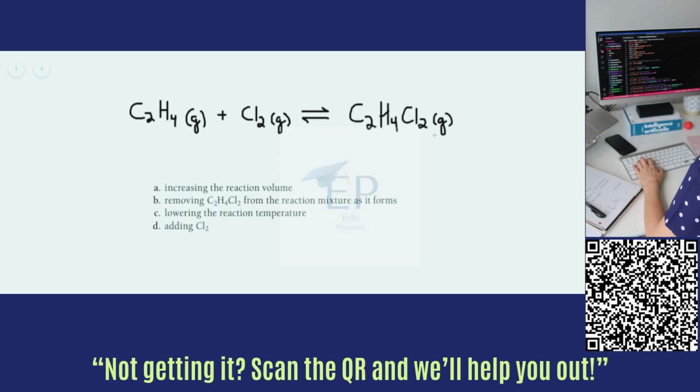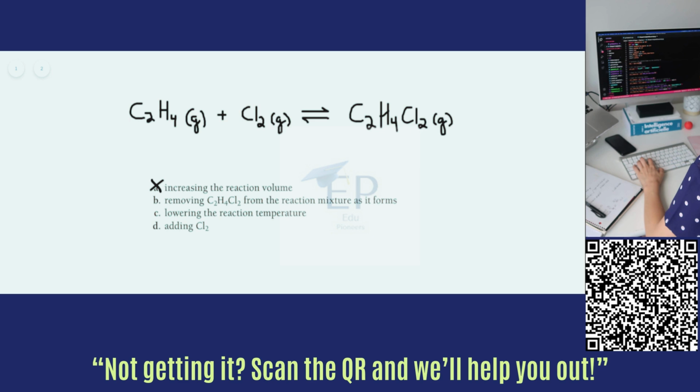In this reaction, we have 2 moles of gas in the reactants, 1 each of the 2 reactants. In the products, we only have 1 mole of gas in this one product. So if we were to increase the volume of the reaction, we would shift this reaction to the left because there are a greater number of moles of gas there. And this would not give us any more C2H4Cl2. So A is not one of the ways to increase the amount of product.